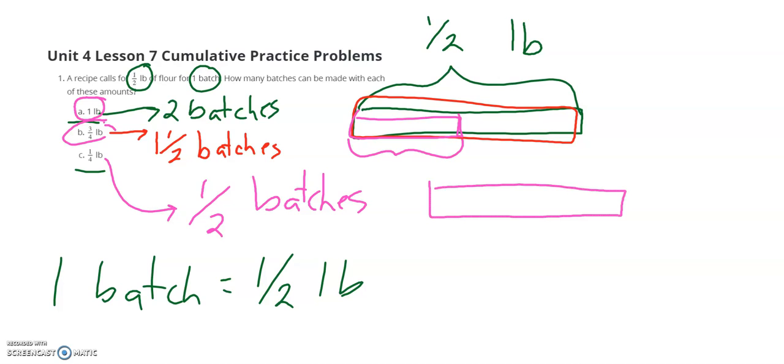1/2 a pound plus 1/4 of a pound is 1 1/2 batches. And lastly, 1/4 of a pound. 1/4 is half of a half. So you could make a half of a batch.